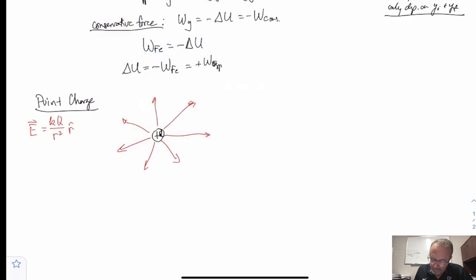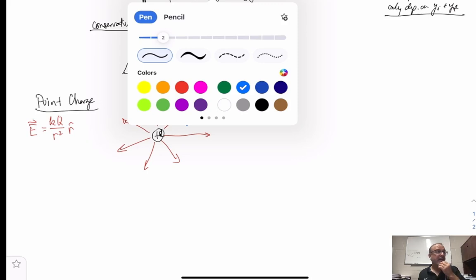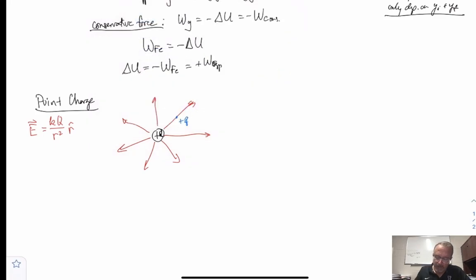All right, so now let's put a little test charge, plus q, in that electric field. And if we move it from point 1 to point 2 in that electric field, how much work do we do? So the work done by an applied force in moving it from P1 to P2 is going to be the integral of the applied force dotted into dL, whatever path length I choose to move it.